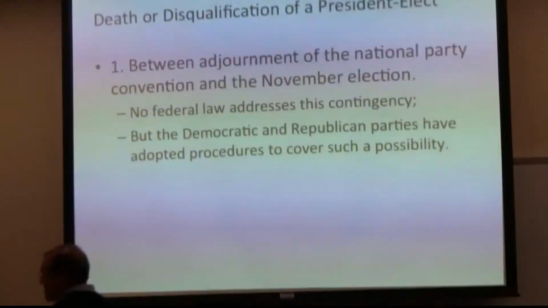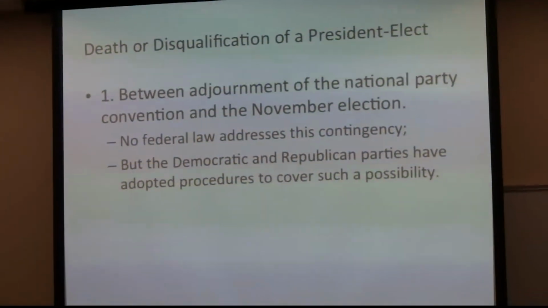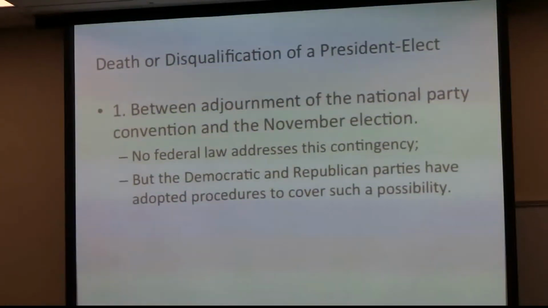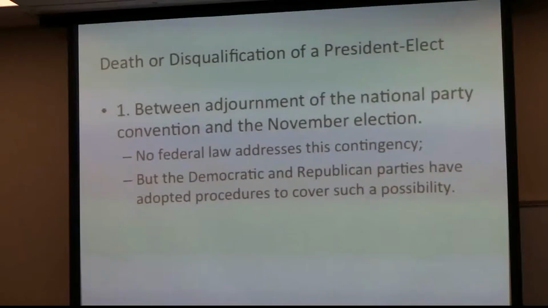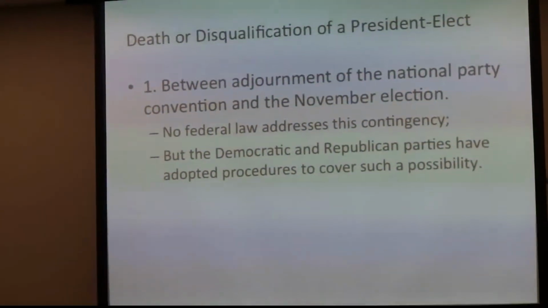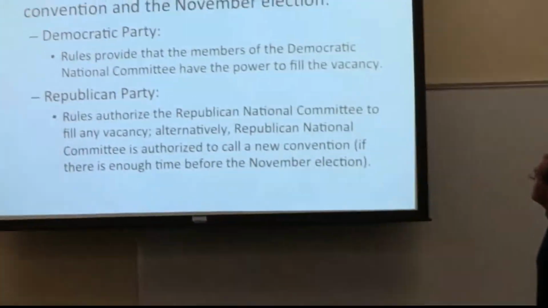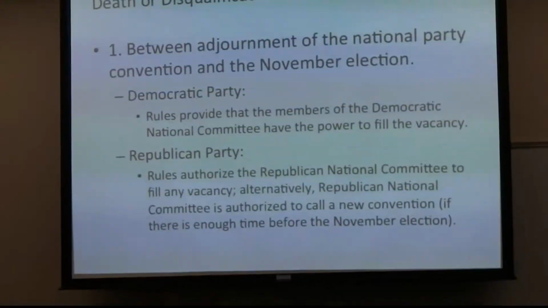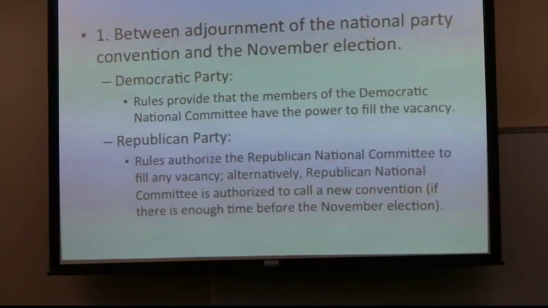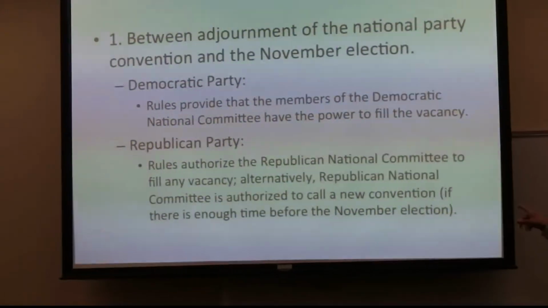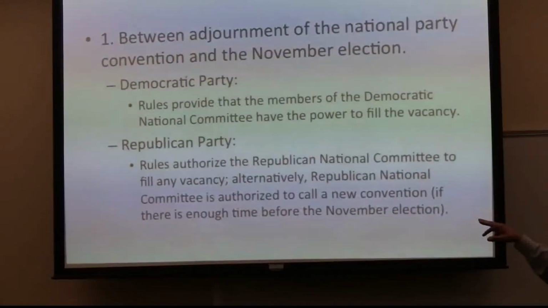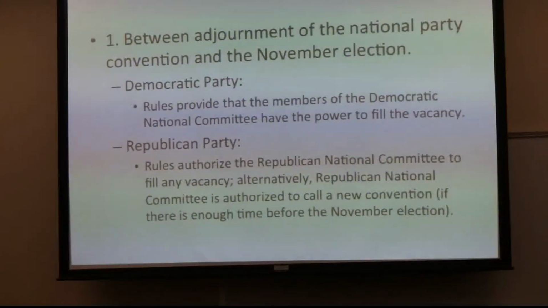So in the first period, between adjournment of the National Convention and the November election, there's no federal law that addresses this contingency. So after the National Party Convention, what happens if somebody dies or is disqualified? Democratic and Republican parties have adopted procedures to address that contingency. For the Democratic Party, rules provide that members of the Democratic National Committee have the power to fill that vacancy. For the Republican Party, the rules authorize the Republican National Committee to fill any vacancy. Alternatively, the Republican Party Committee is authorized to call a new convention if there's enough time.